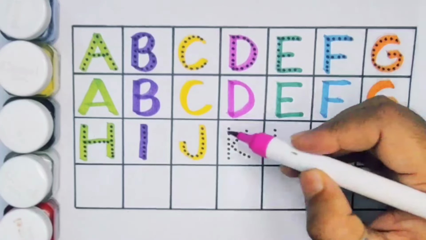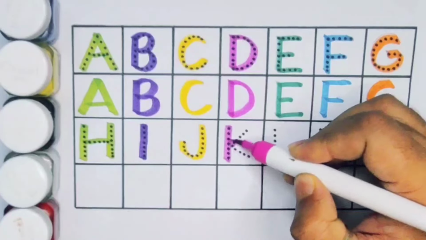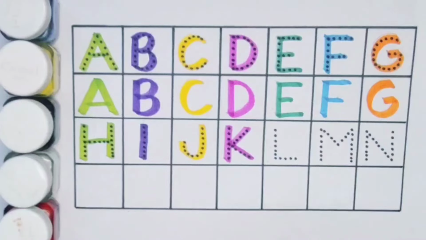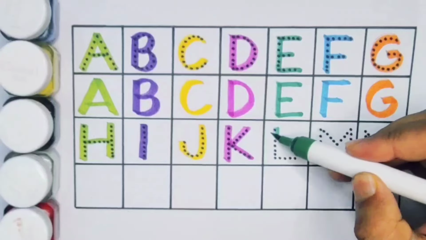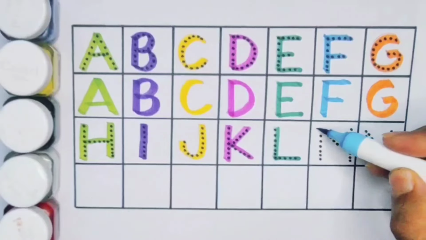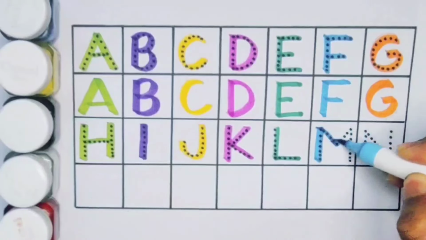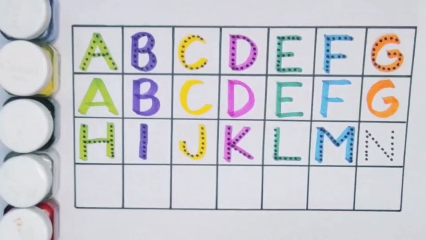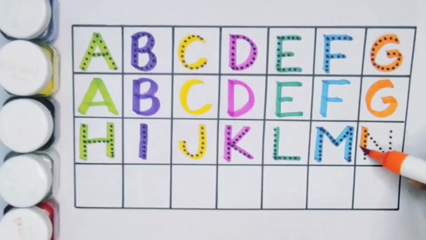Next kids, K. K for key. Next kids, L. L for lion. Next, M. M for mouse. Next kids, N. N for net.